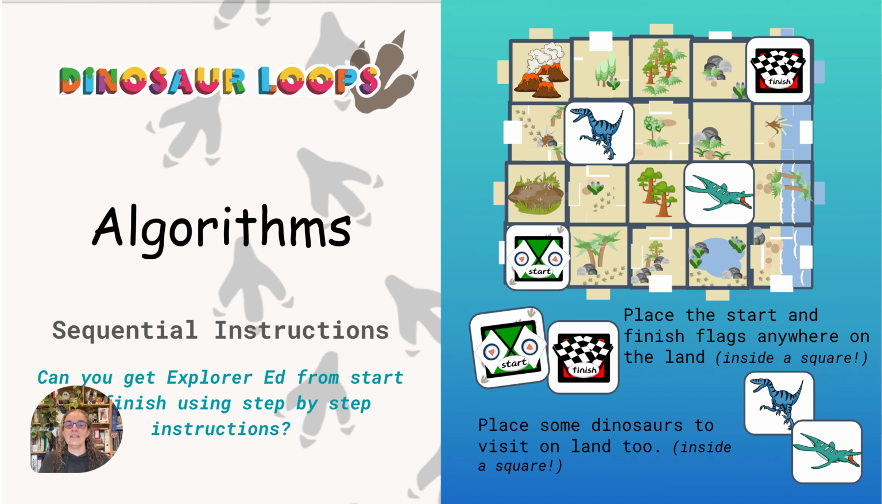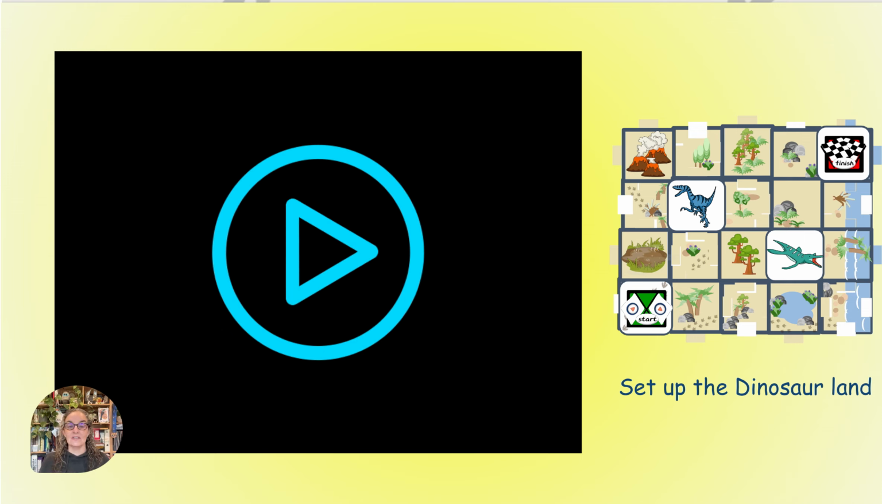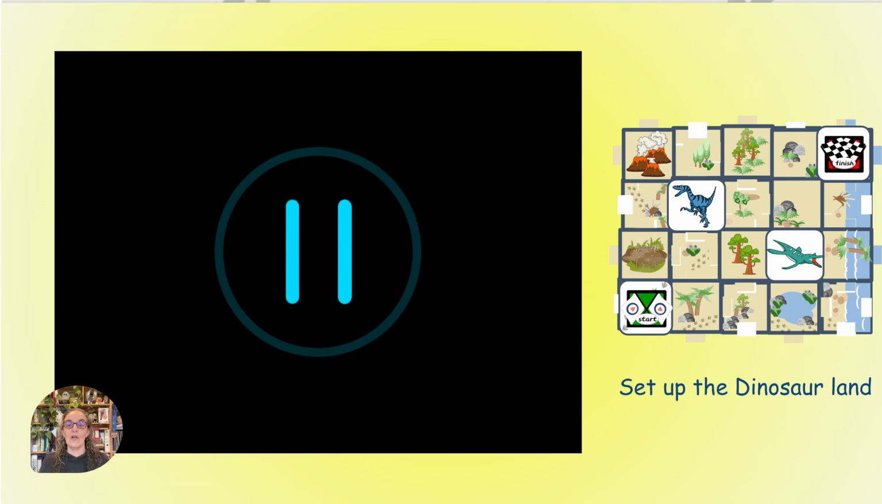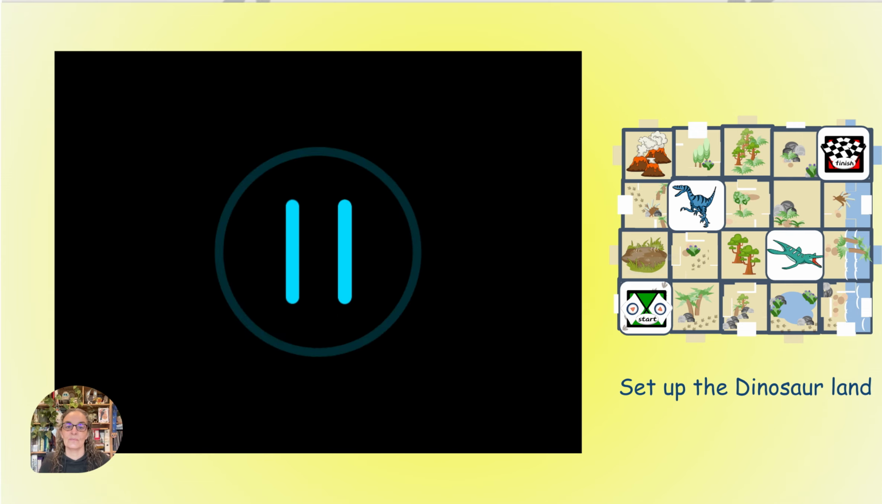So how do we link this to the Dinosaur Loops kits? Well, you can work through this with me. On your dinosaur land that you've created, you need to place a start and finish flag and potentially two of the dinosaurs that you've got in the kit. It can be anything and you can place them anywhere. Okay. So you can pause now and set up your dinosaur land. It doesn't have to be exactly like the example on the screen here. You can use your own design and place them where you want to.